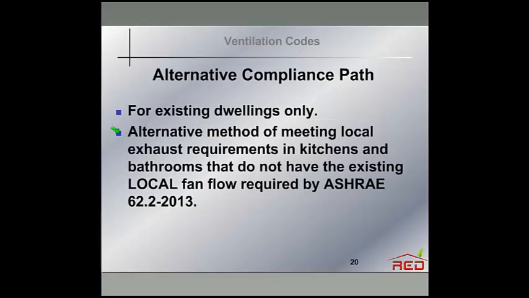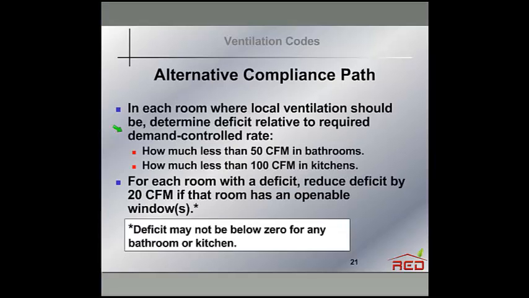It looks at the local exhaust requirements of 50 and 100 in bathrooms and kitchens. You actually have to measure what the existing fans are, and you establish a deficit for a room. In just a moment, I'll go through a couple of examples so that you can see what it is. So with this first red bullet, how much less than 50 CFM do we have in a bathroom? Well, if we have no fan in a bathroom, our deficit is 50.